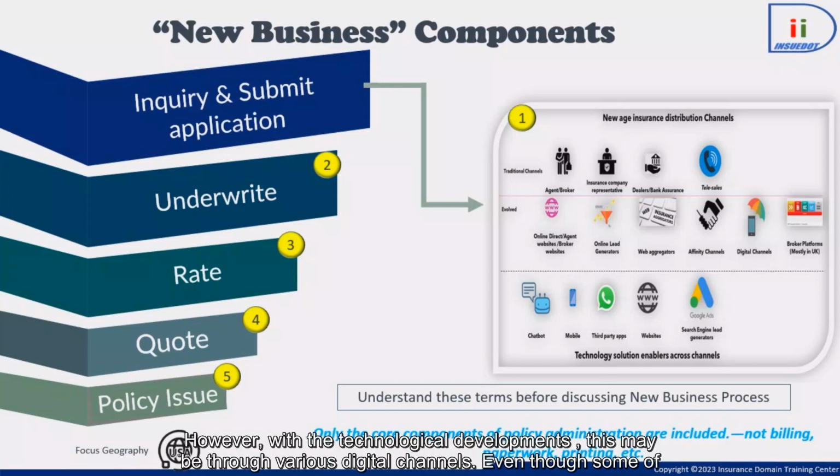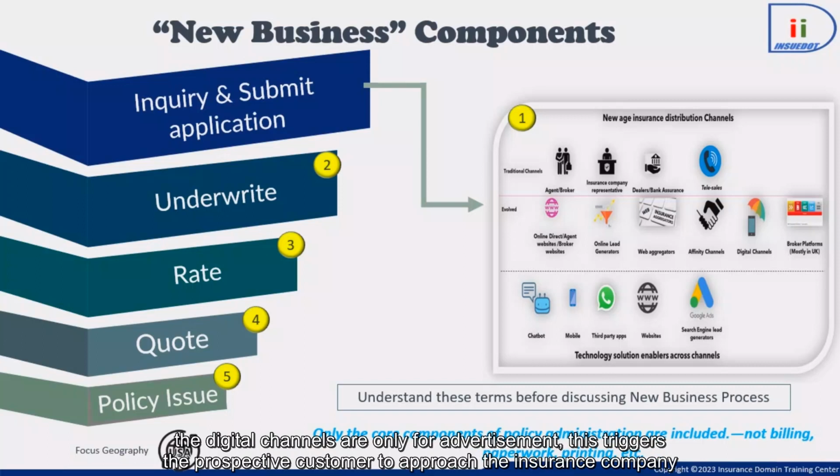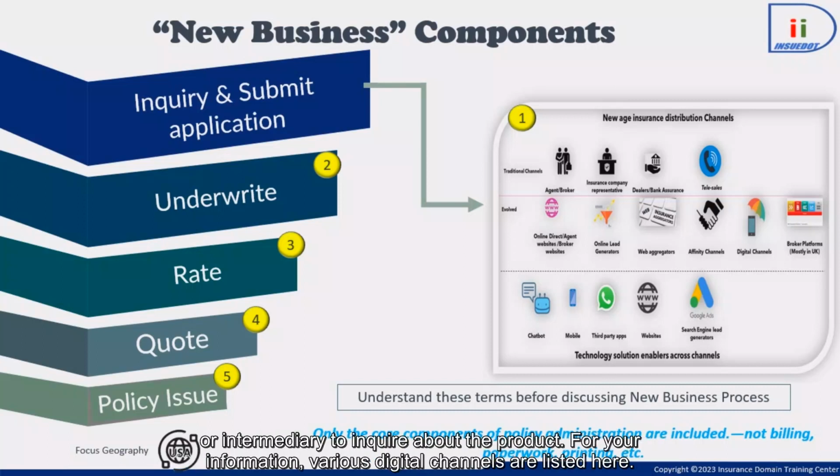However, with the technological developments, this may be through various digital channels. Even though some of the digital channels are only for advertisement, this triggers the prospective customer to approach the insurance company or intermediary to inquire about the product. For your information, various digital channels are listed here.